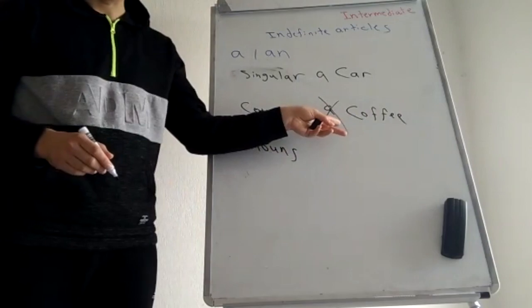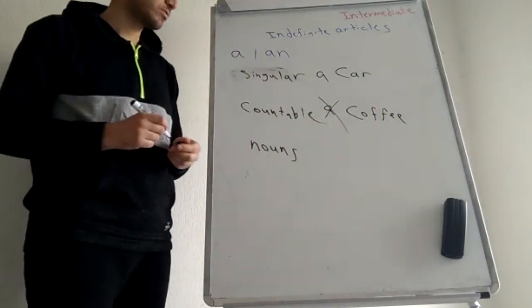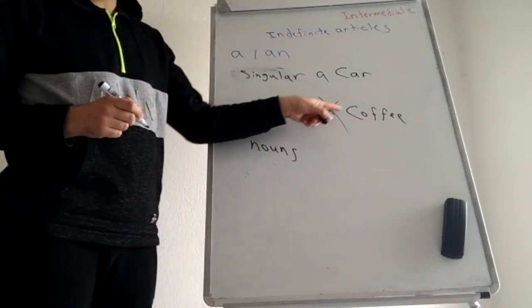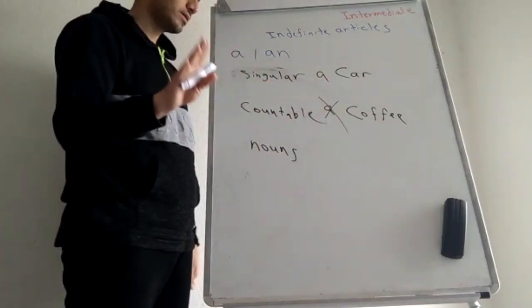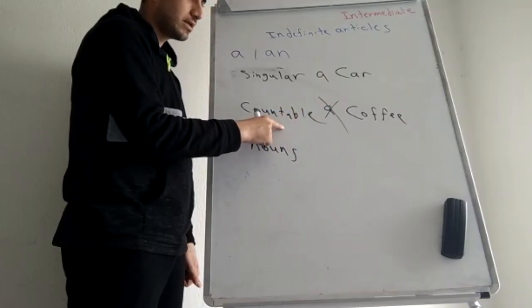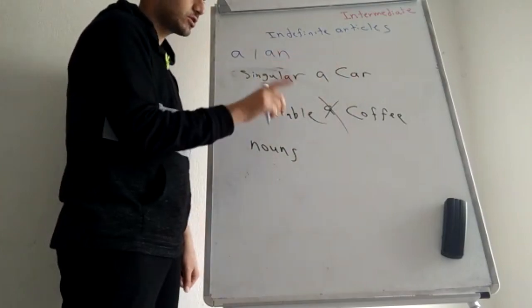But in special cases, only in special cases, and I don't want to speak about these cases. Only in certain cases we can say a coffee. So I don't want to speak about this now. Just keep in mind that the noun should be countable. Coffee is uncountable, so we cannot use a.